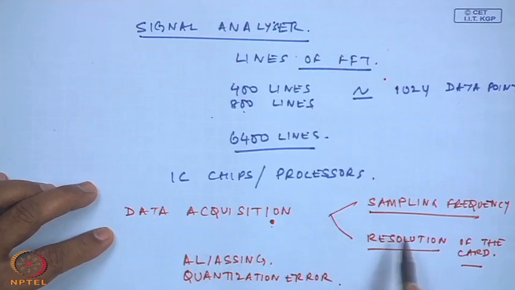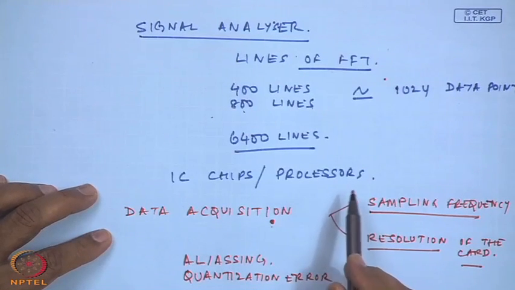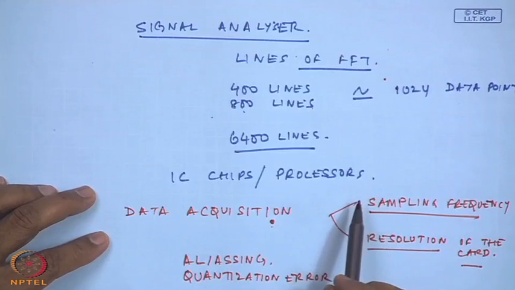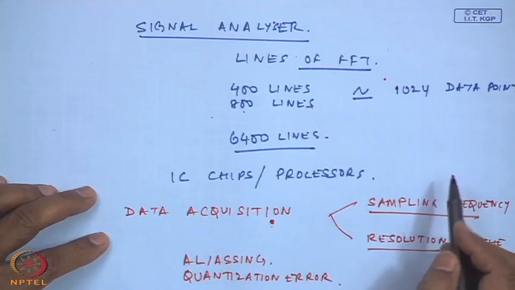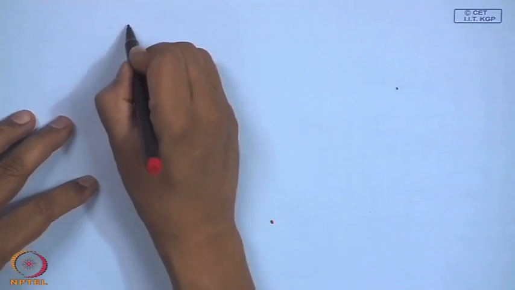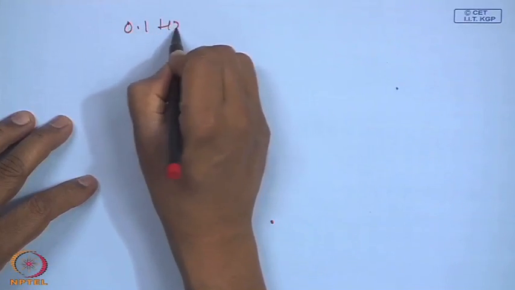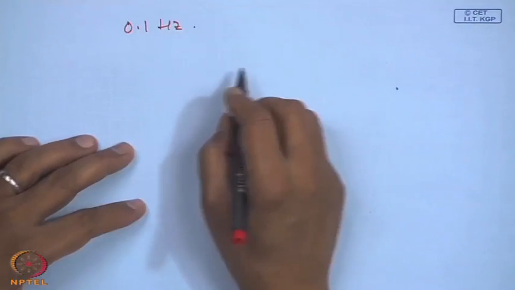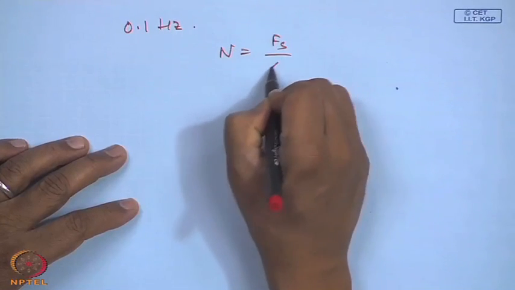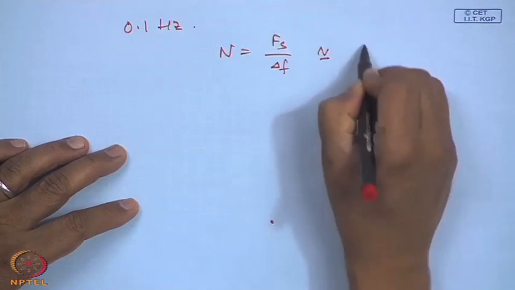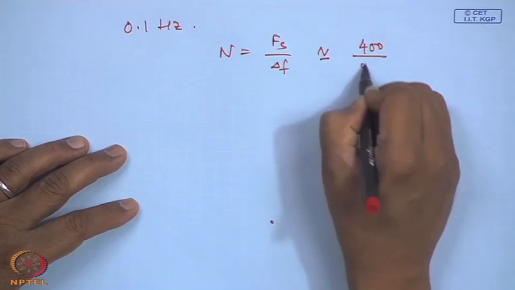So, looking back to this previous problem. This means if you want to have 1 hertz resolution, we have to have more spaces. Next question is, suppose I wanted to have 0.1 hertz, you will see how your memory size will increase. N is equal to f s by delta f. So, in this case, it will be 400 by 0.1.